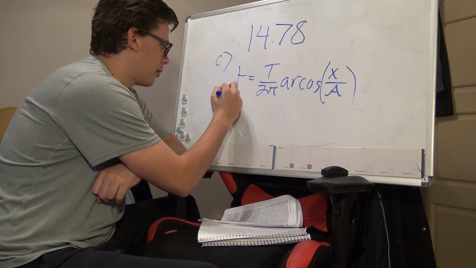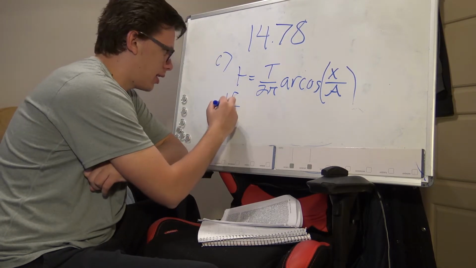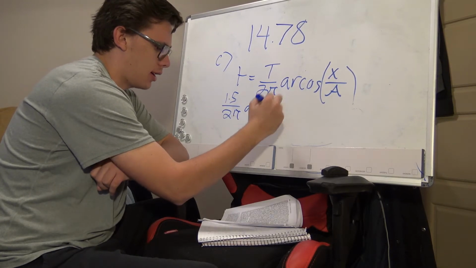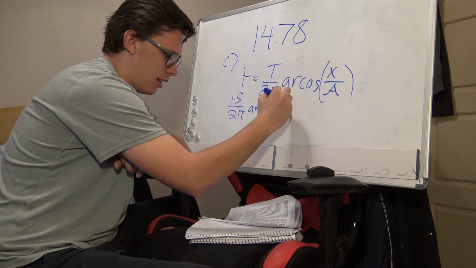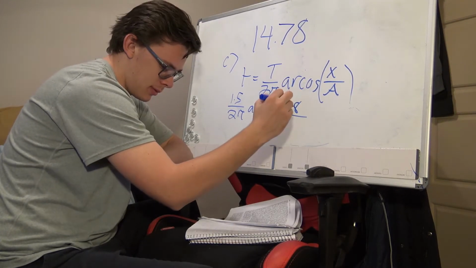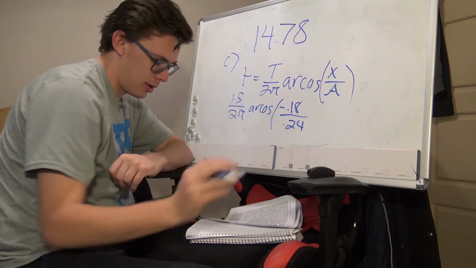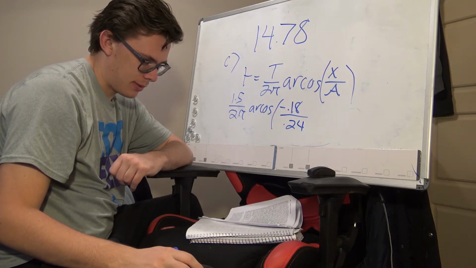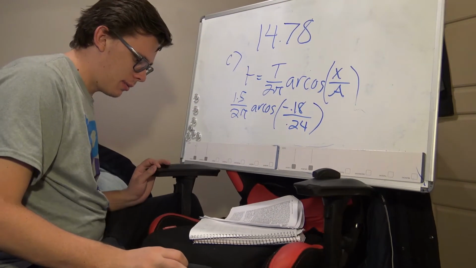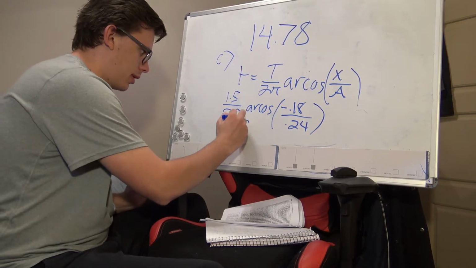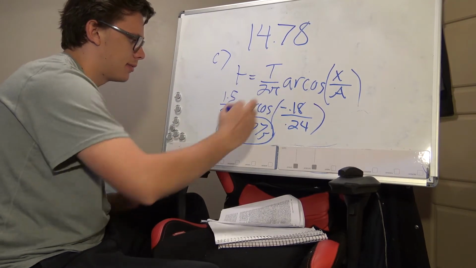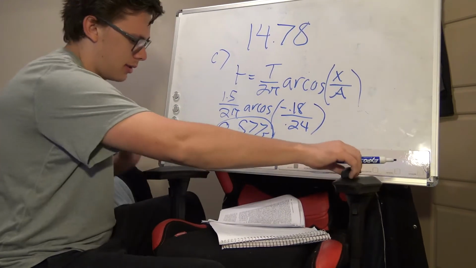So t is 1.5 divided by 2 pi arc cosine of negative 0.18 divided by 0.24. Run those numbers and you'll get 0.577 seconds. 0.577. So that was part C.